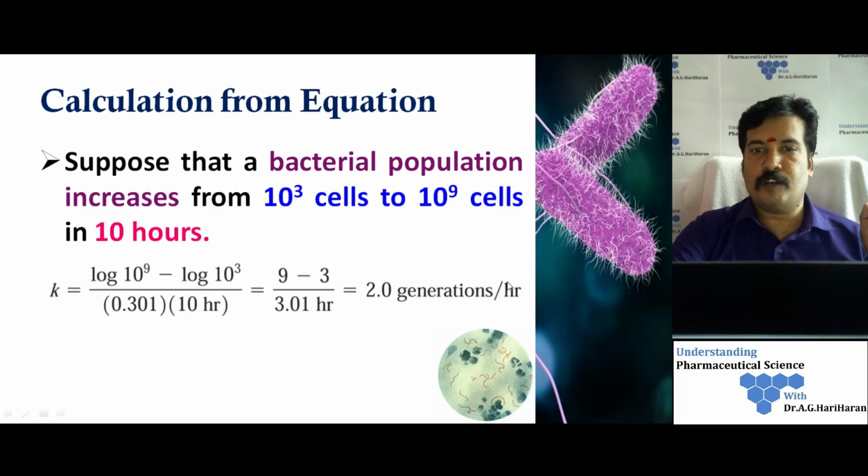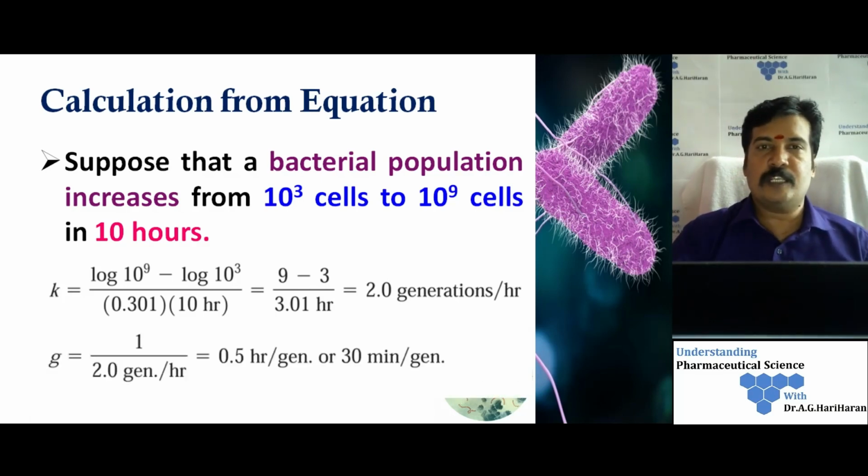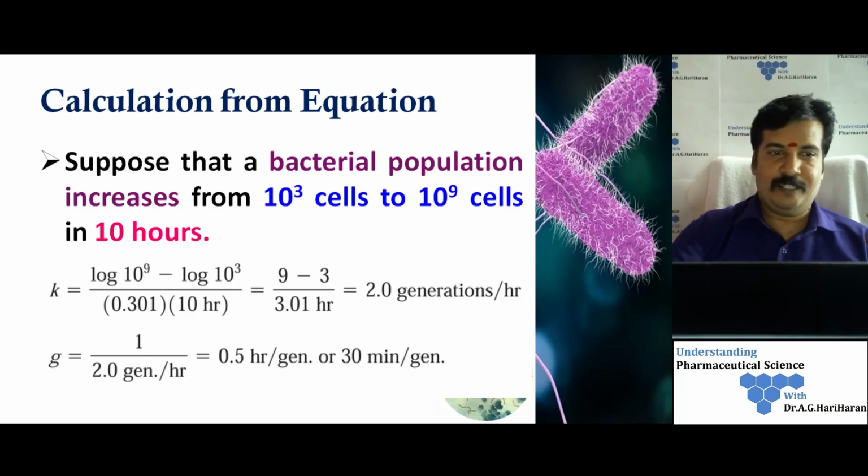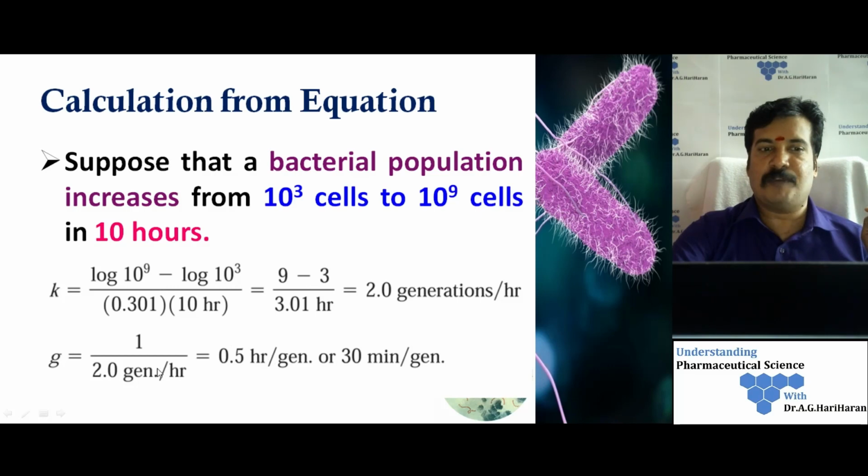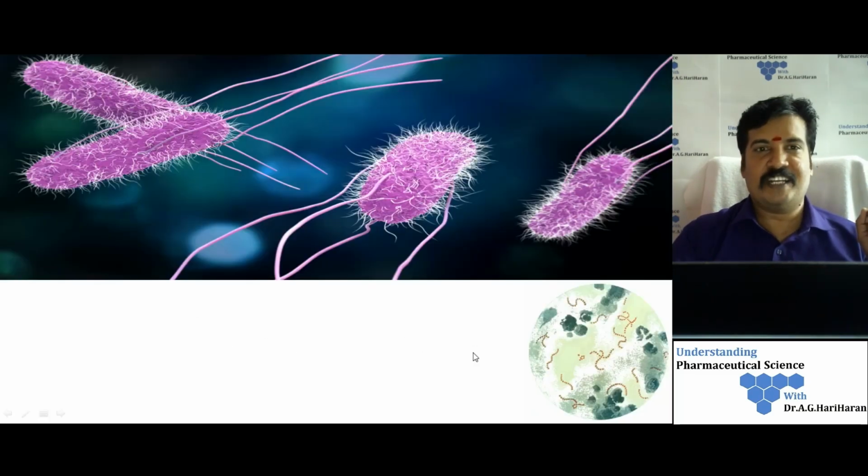So in 1 hour there are 2 generations, whereas for the generation time G, K is equal to 1 by G. So G is 1 by K. So 1 by 2.0 is equal to 0.5 hours per generation. That is 30 minutes per generation that we have calculated.